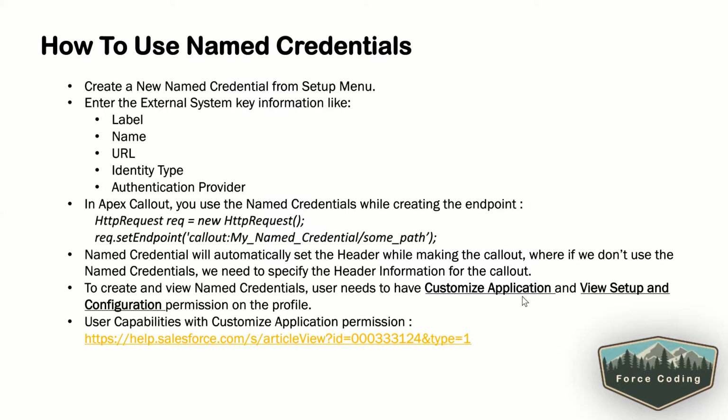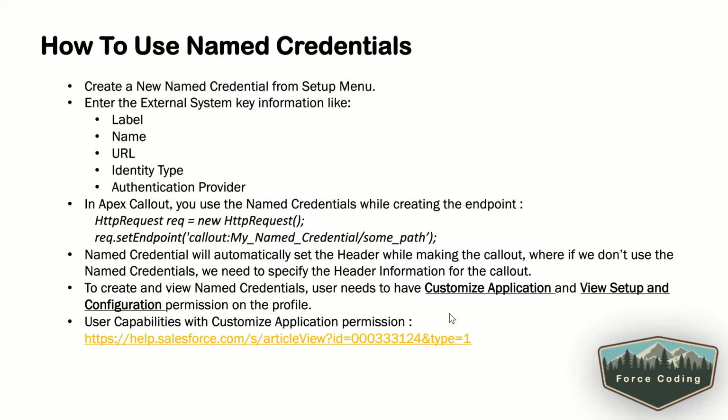Because if you have some requirements where you want to give some users the ability to create a name credential, but on the other hand you don't want to give some other permissions which are included in the customized application permission, then you need to sort that out. So this is the link. Also, I'll post that link in the description so that you can refer to it to know what capabilities users have once they have the customized application permission, right?